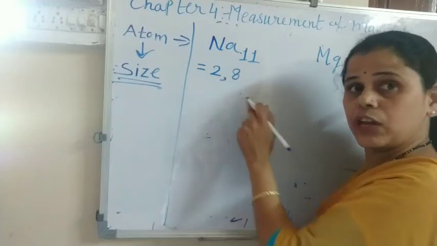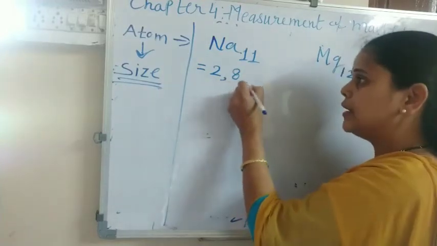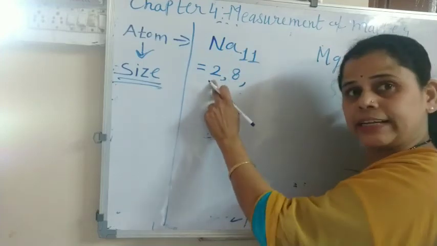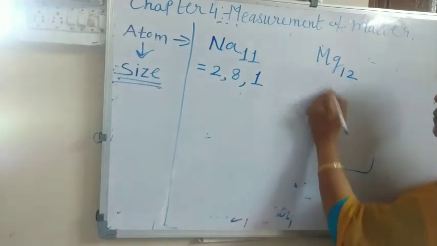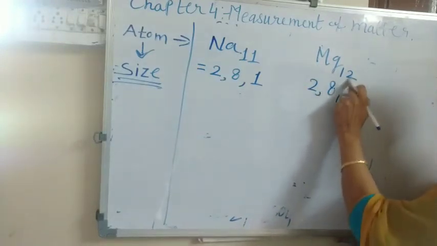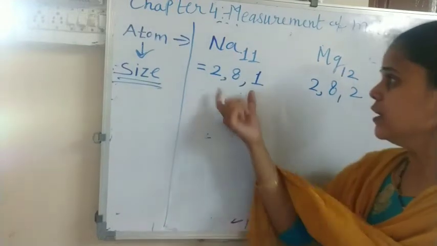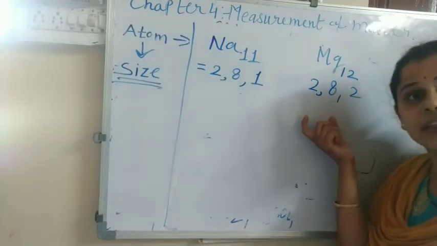This electronic configuration I explained in the 8th standard. So 2, 8, then 2 plus 8, 10. Then 1 electron in the third shell. Then in case of magnesium, 2, 8, 2. Total 12 electrons. So here 3 orbits. Magnesium also has 3 orbits.